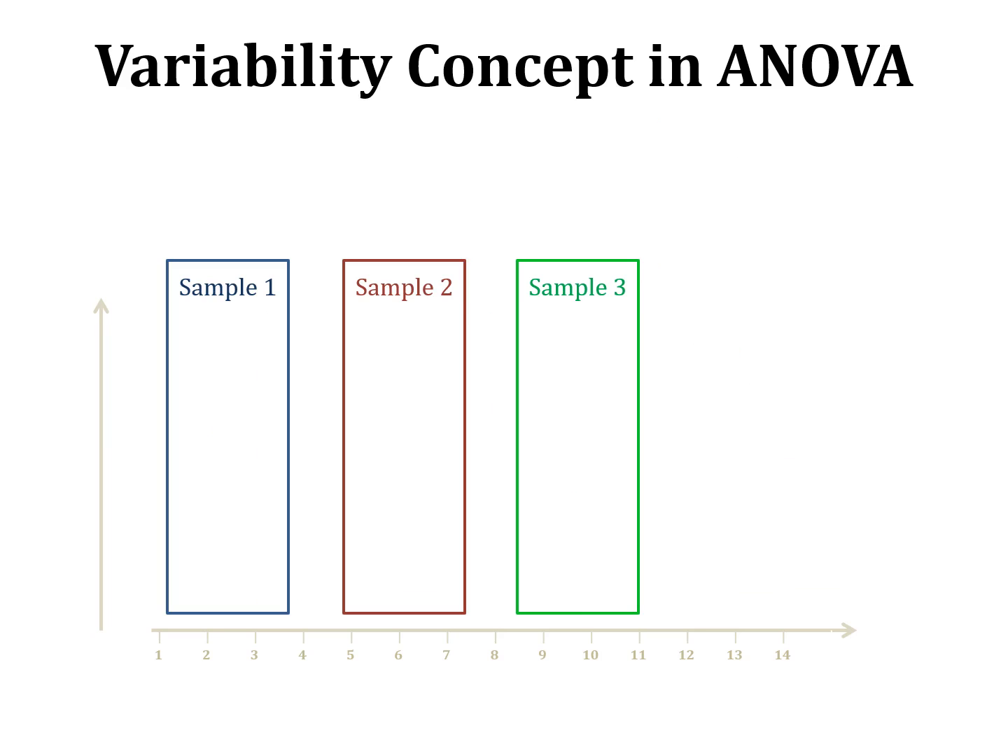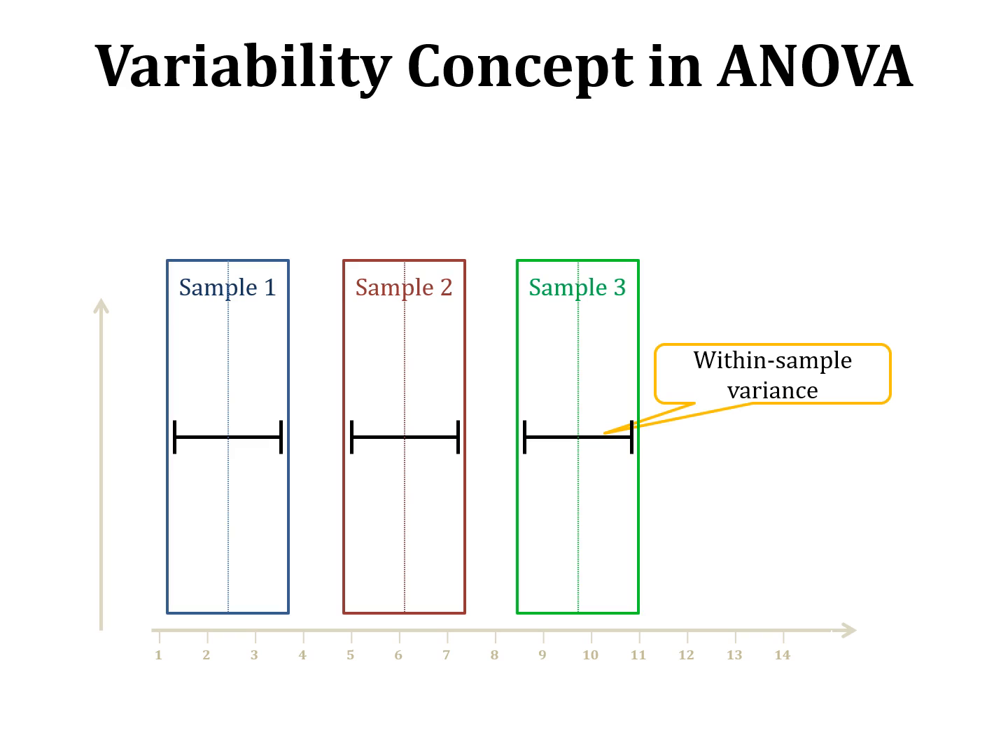And here I have another picture for understanding the concept of variability between or variability within, right? These are the three samples, and their frequencies are shown in the form of columns, and these dotted lines are their mean values. And these are the variances, right? These are the within variances, which are individual variances of each of these samples. So this is within sample variance.